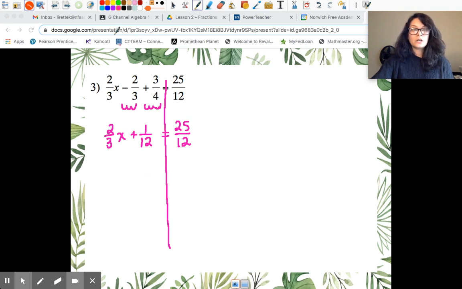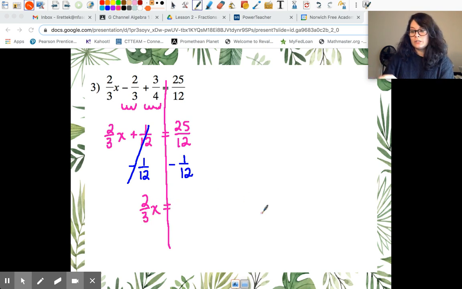I have to undo this constant first. It's positive, so I subtract it. We always do the opposite of the sign when we're undoing a constant. I'm going to bring that 2/3 x down and use my calculator to help me find my difference here. 25 ABC 12 minus 1 ABC 12, and that's going to give me an integer of 2. And at this point, I'm now looking at a 1-step. 2/3 is getting multiplied with this x.